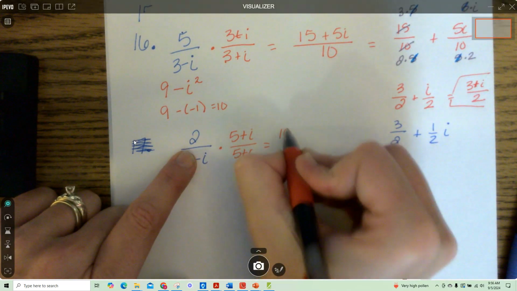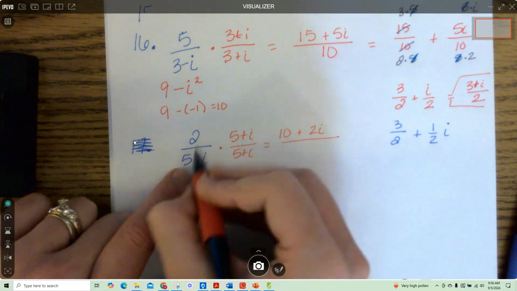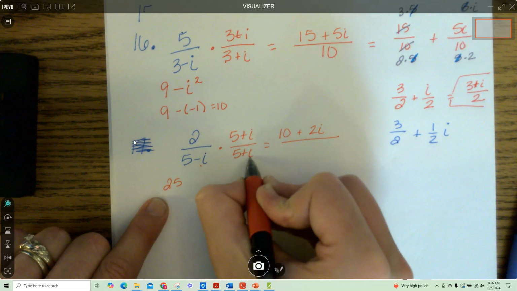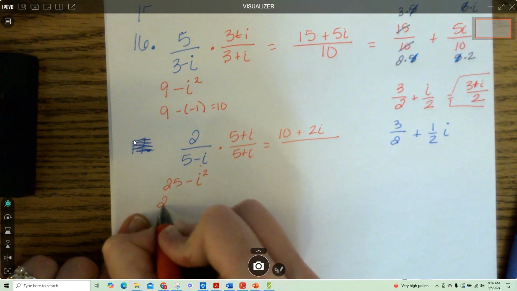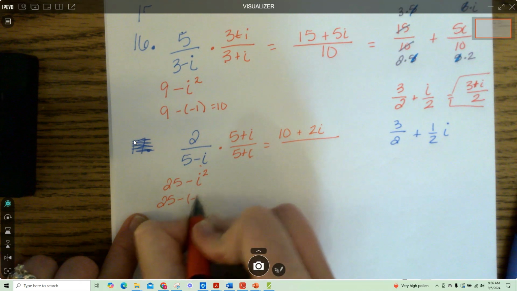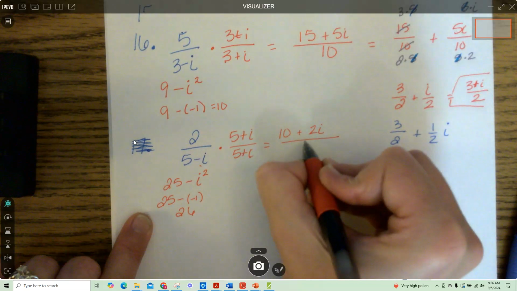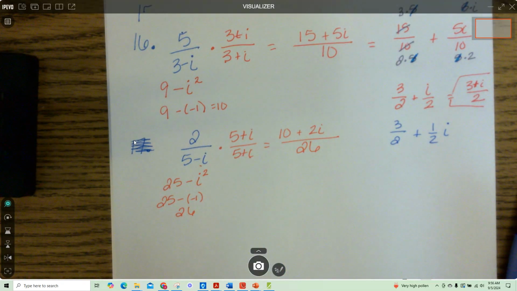2 times 5 is 10. 2 times i is 2i. So 5 times 5 is 25. Negative i times positive i is negative i squared. i squared is a negative 1. So 25 minus a negative 1 is a 26. I got that. Okay. Simplify.